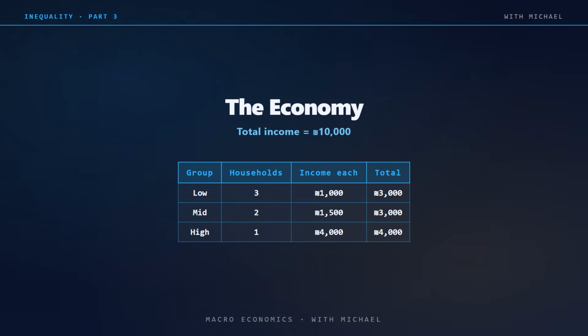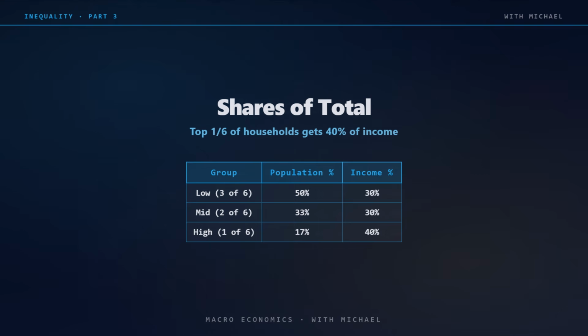The 3 bottom households together earn 3,000. That is 30% of total income. The 2 middle households together earn 3,000. Also 30% of total income. The single top household earns 4,000. That is 40% of total income.